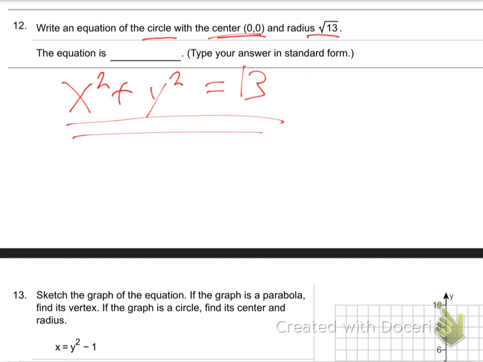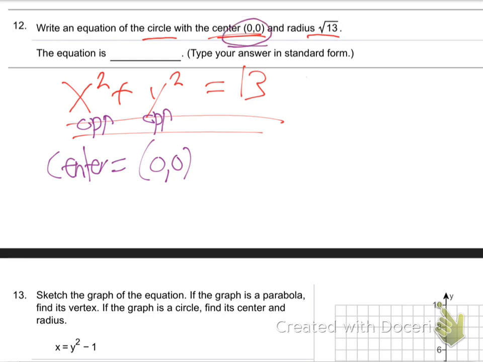How do we know that's right? Well, remember how you find the center? It's the opposite of what's next to x, the opposite of what's next to y. That'd be 0, 0. There's nothing next to x or y. 0, 0, which is right. It's supposed to be center 0, 0. And the radius is the square root of the number on the right side, which is right. So there's the equation.